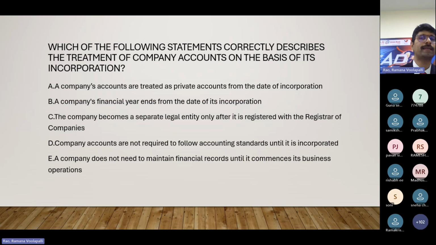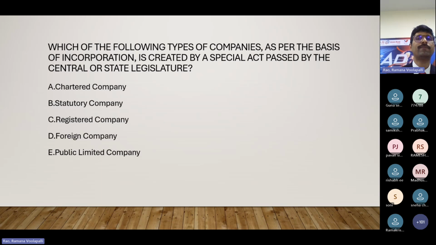Which of the following statements correctly describes the treatment of a company on the basis of its incorporation? Ramkrishna ji, yes. Aman Sharma ji, great. Mahato ji, yes. The company becomes a separate legal entity only after it is registered with the Registrar of Companies. Great. Okay.